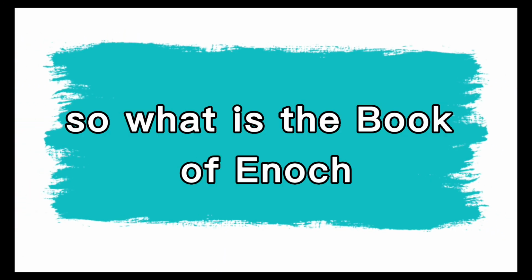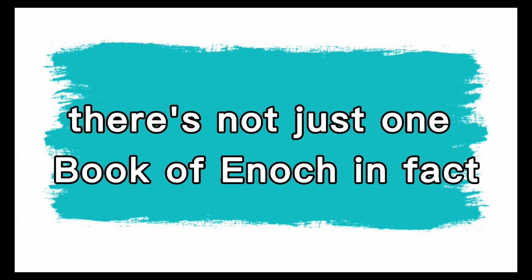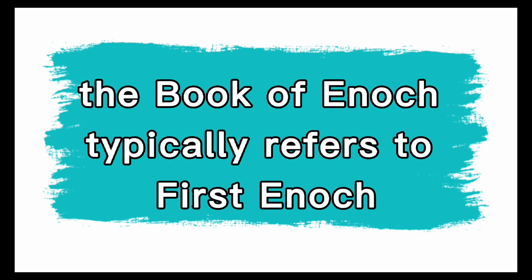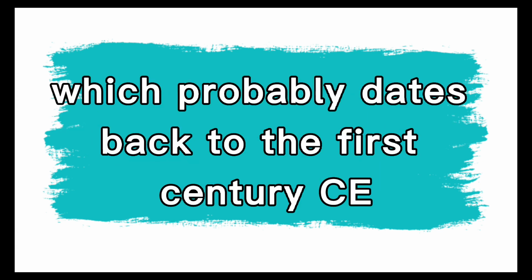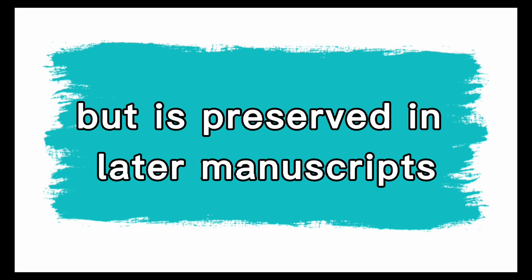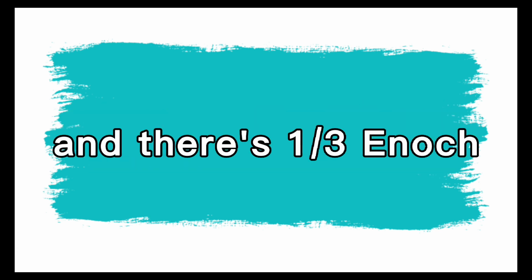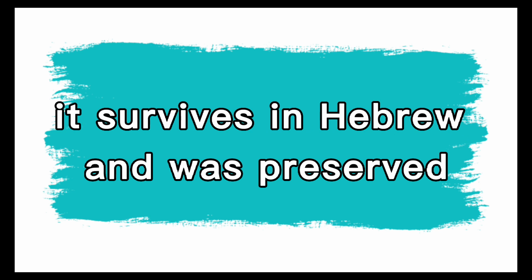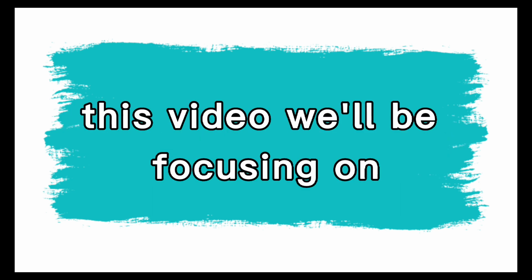So what is the Book of Enoch and what does it really say? First of all, there's not just one Book of Enoch. In fact, the Book of Enoch typically refers to First Enoch. However, there's also a Second Enoch, which probably dates back to the 1st century CE, but is preserved in later manuscripts written in the Church Slavonic language. And there's a Third Enoch. It survives in Hebrew and was preserved by rabbinic Judaism. This video will be focusing on First Enoch.